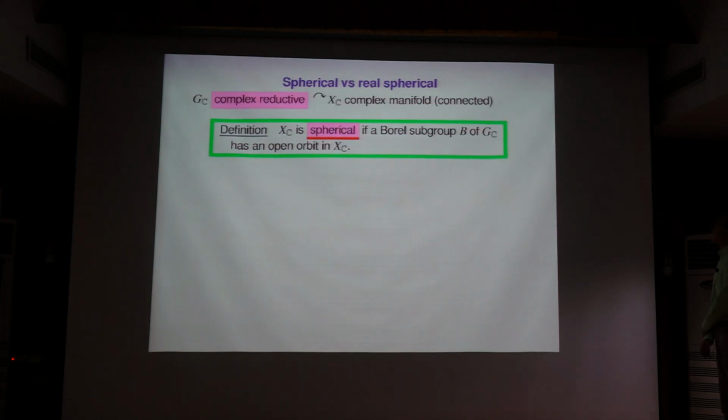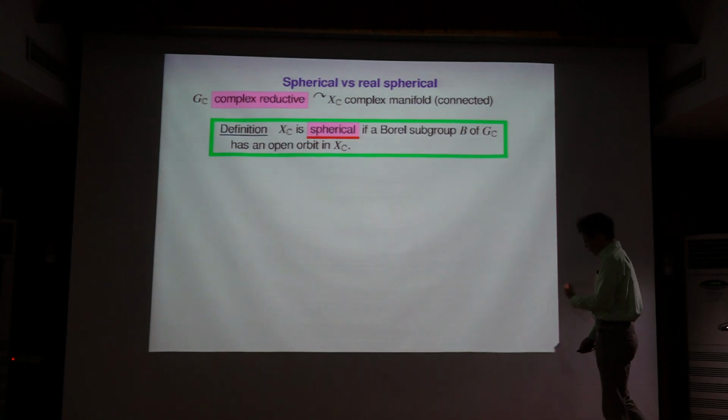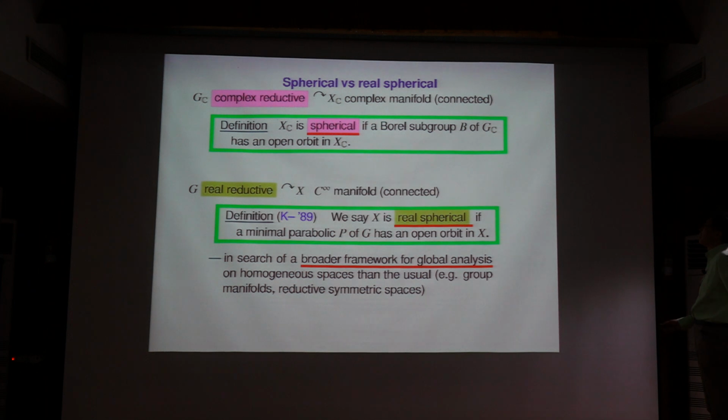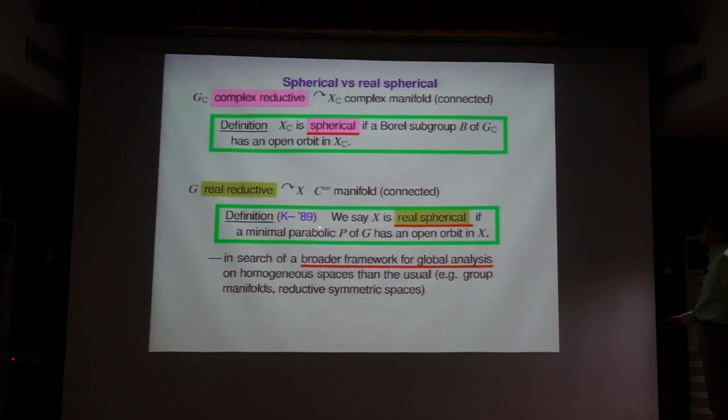Okay. Now let us give some usual terminology. Suppose that X_C is a connected complex manifold acted on by a complex reductive group Z. X_C is called spherical if a Borel subgroup B of Z has an open orbit in X_C. An analogous notion is defined for the real setting: suppose that a connected smooth manifold X is acted on by a real reductive Lie group. We say X is real spherical if a minimal parabolic subgroup P has an open orbit in X.